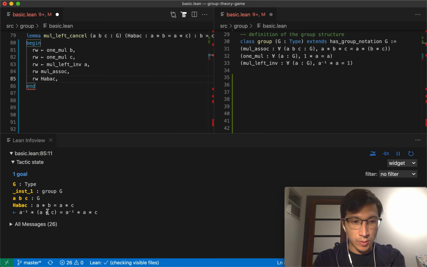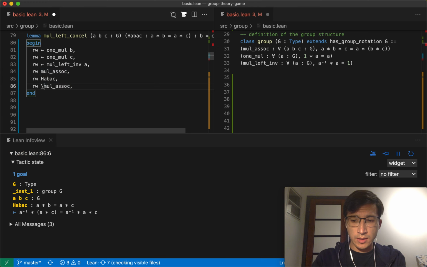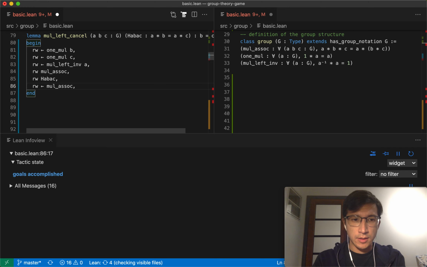There you go. Now we have a times c on both sides of the equation. So basically they are almost the same now. The only thing we need to do is to get back to the same order of operations on the left side. And there you go. All our goals are accomplished.